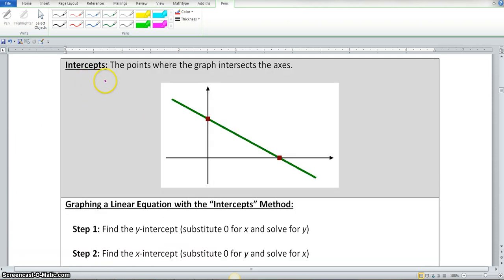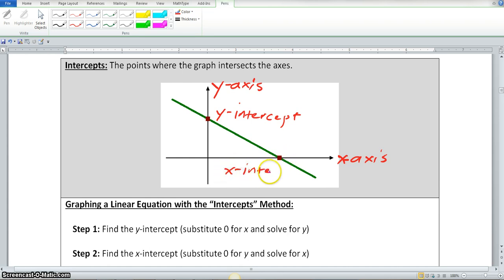Okay, now we move on to intercepts. The points where the graph intersects the axis. So right here, first of all, we must know our axes. The vertical axis is the y-axis. The horizontal axis is your x-axis. Now, when a graph crosses the y-axis, that is considered to be your y-intercept. And then when a graph hits the x-axis, that is your x-intercept.